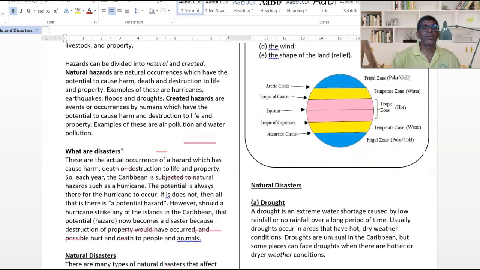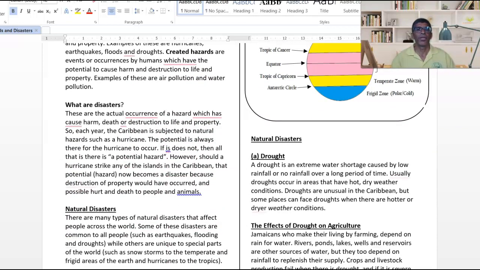So now that we understand what hazards are, the question is, what are disasters? Disasters are natural occurrences of a hazard which can cause harm, death, or destruction to life and property. So each year, the Caribbean is subject to natural hazards such as the hurricane. The potential is always there. That's a potential hazard. Let's go again. A disaster is the occurrence, the event that has taken place that causes harm or destruction or death or damage. So it's the actual occurrence, the actual event that takes place.